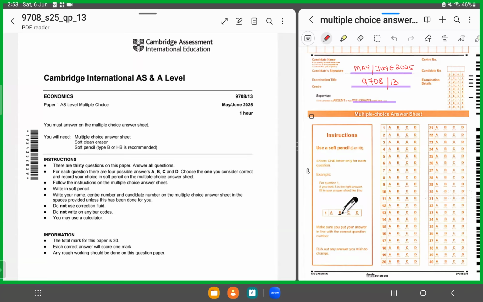Today I brought for you all the May June 2025 9708 paper 13. We'll be solving paper 1. Let's see what this paper has brought for us today. Moving forward, MCQ number 1.